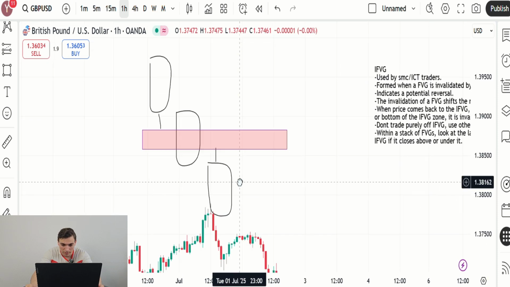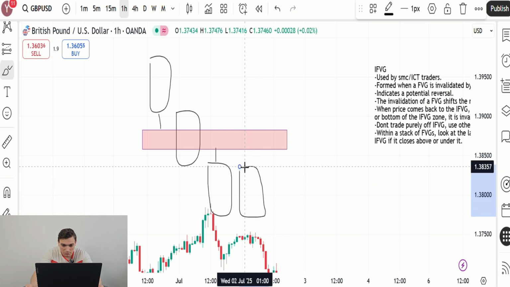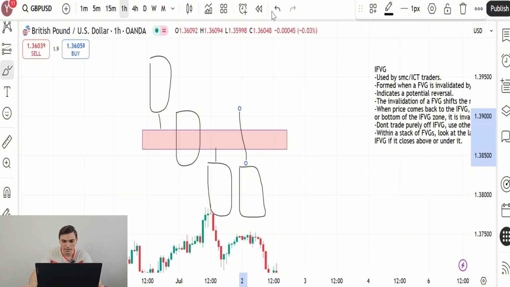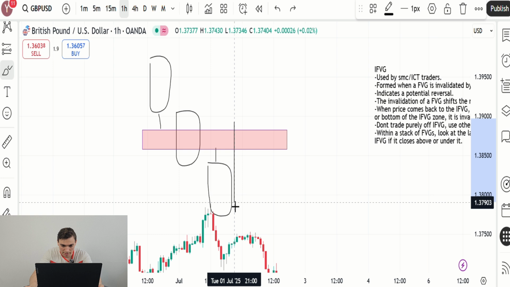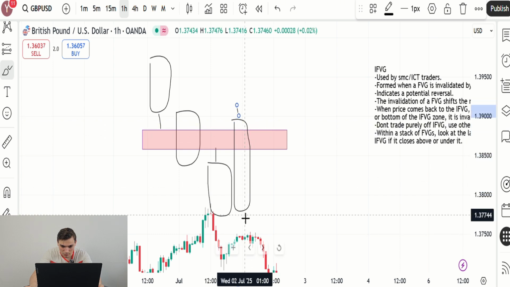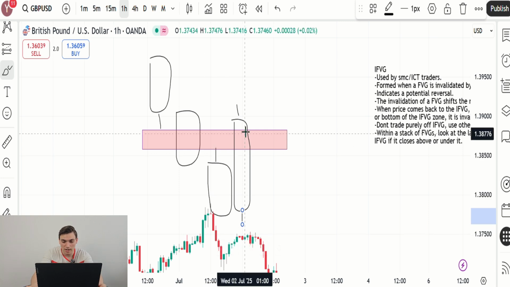So for example, if the next candle would just be like this, and the wick is all the way like this, it doesn't matter. This is not an inverse fair value gap. However, if the next candle is like this, and there's the wicks here, for example, this is an inverse fair value gap. Why? Because price closed above it.